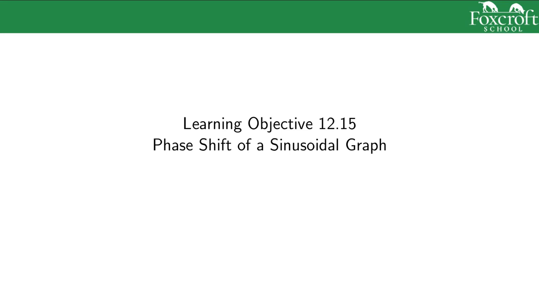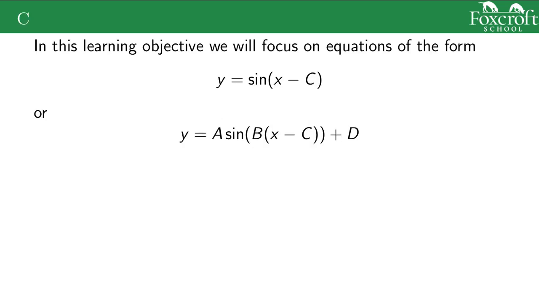So this is going to be our final learning objective, exploring sinusoidal graphs, and we're going to add in the final part, which is our C value. So now we're going to look at adding and subtracting inside the parentheses, and this will give us a full sinusoidal graph we can look at.